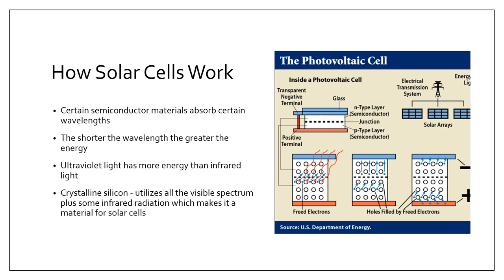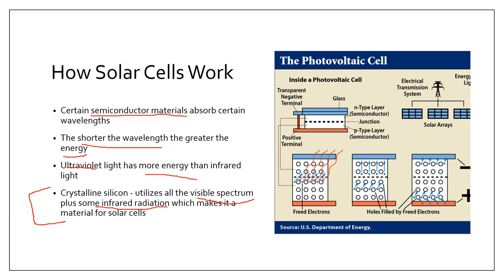So semiconductor materials absorb certain wavelengths. Don't forget the spectrum: shorter on this side and longer on that side. The shorter the wavelength, the greater the energy. Ultraviolet, your UV, has more energy because it is short wavelength light. Crystalline silicon utilizes the visible spectrum. They also utilize the infrared radiation. Your visible spectrum is around the middle. Don't forget the chart. And then make it a material for a solar cell. This is just trying to tell you what we use for solar cells. So here, photovoltaic cells are getting more and more popular, more popular than the active and also the passive design.